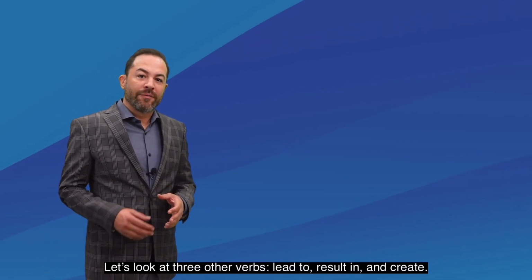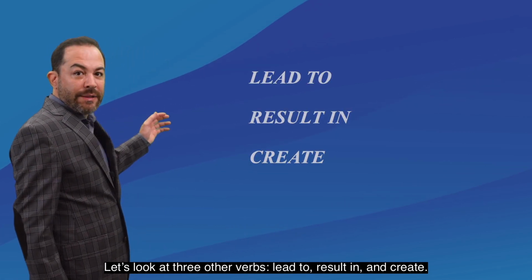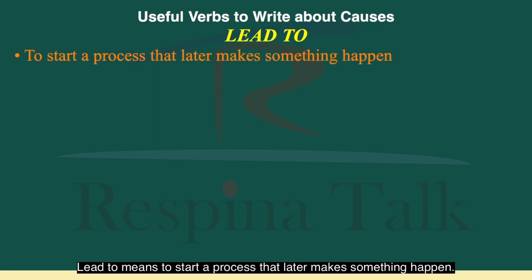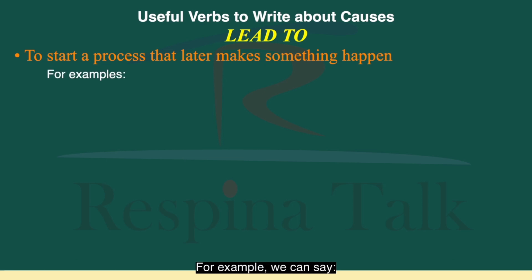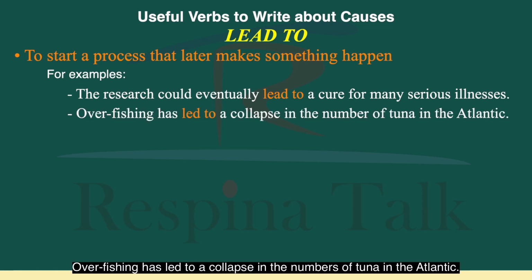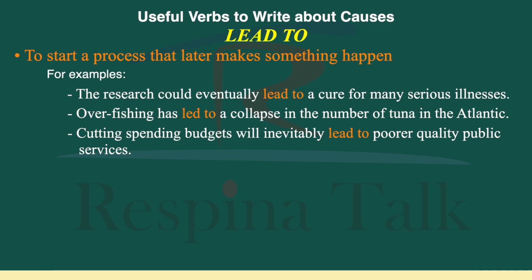Let's look at 3 other verbs: lead to, result in, and create. Lead to means to start a process that later makes something happen. For example, we can say the research could eventually lead to a cure for many serious illnesses. Overfishing has led to a collapse in the number of tuna in the Atlantic. Cutting spending budgets will inevitably lead to poorer quality public services.